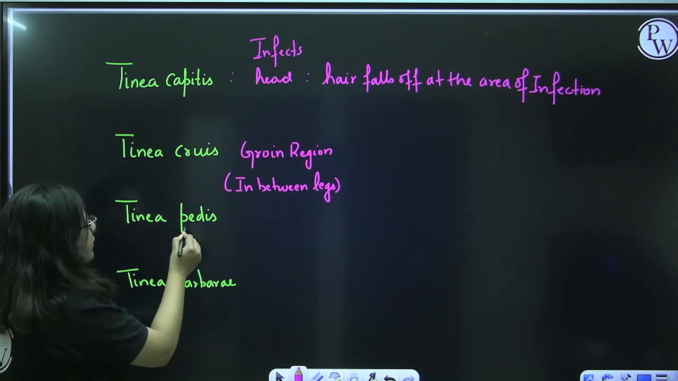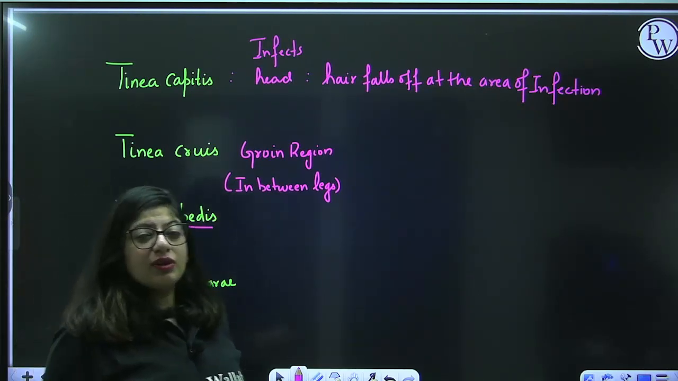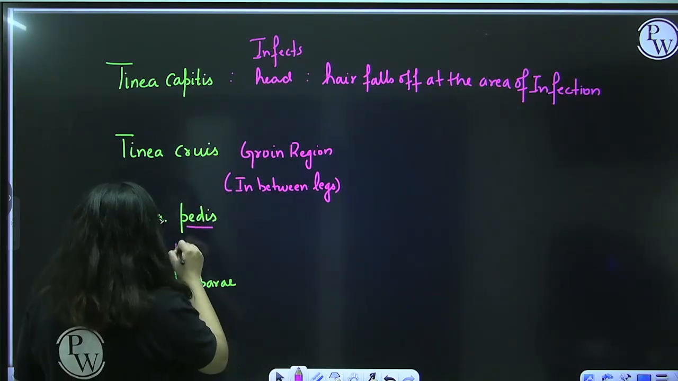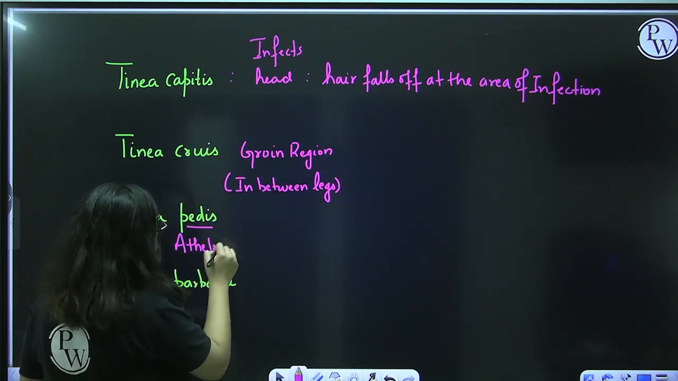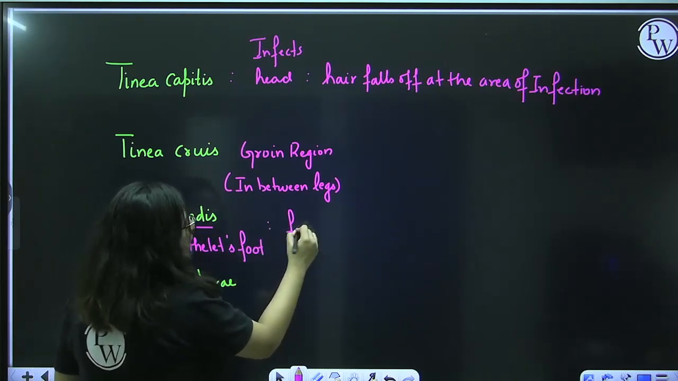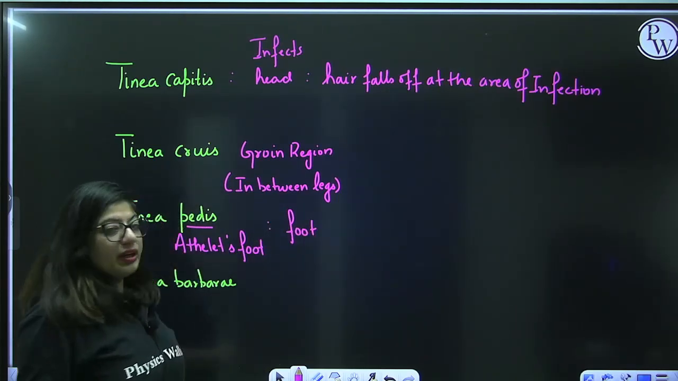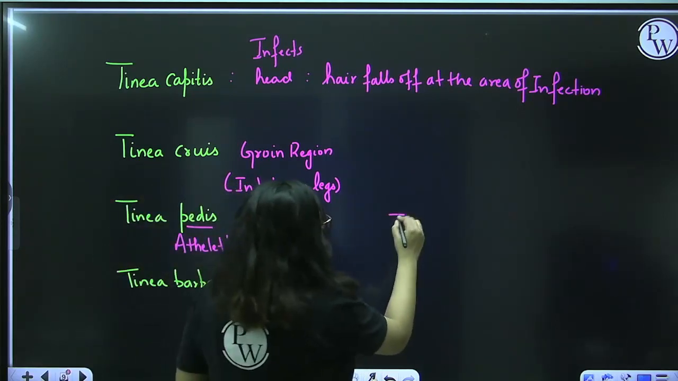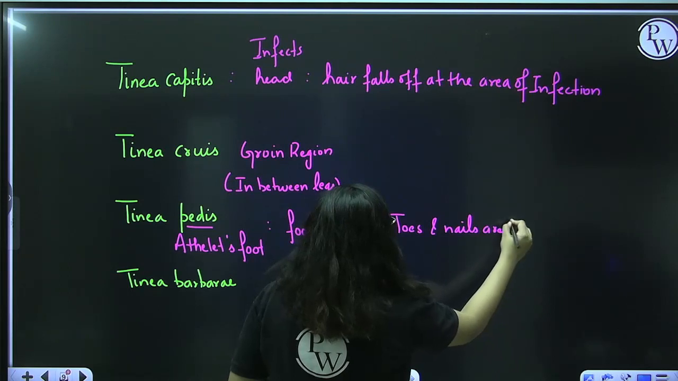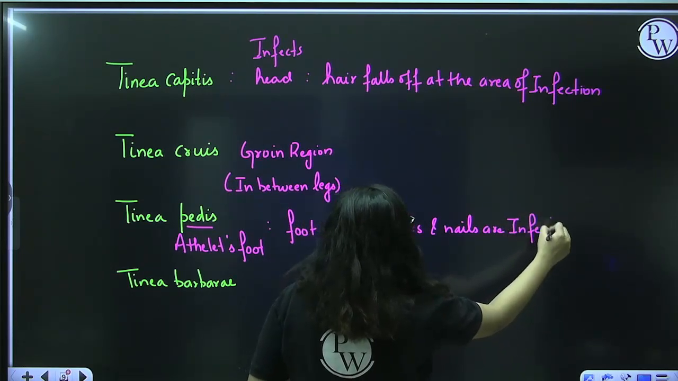Pedis. What is pedis? The word pedis comes from pedicure. Pedis means foot. So this one is also known as athlete's foot, because it is most common in athletes. So here the toes and nails are infected.